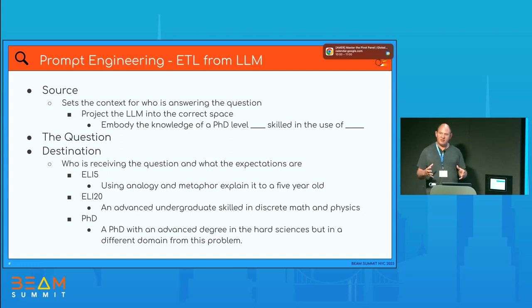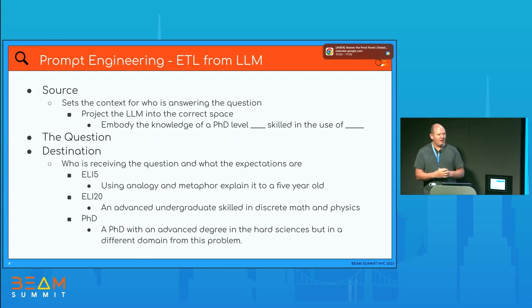You have to give it a subset, otherwise it's not going to have enough context to be able to know what you want. And then the question, we'll go into how to architect and segment questions in some following slides. And then the destination is how should the model approach the answer? You can tell it, hey, answer the question like you're a five-year-old and use analogies.